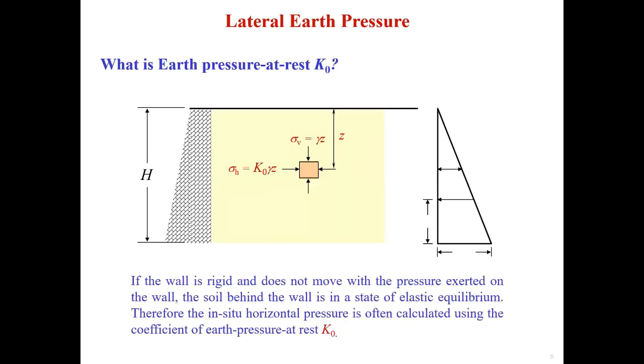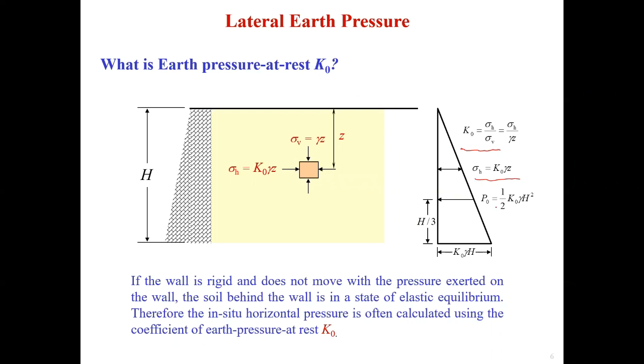So if the wall does not move, then the soil is in an undisturbed state and it is in equilibrium. The in-situ horizontal pressure can be calculated using the at-rest earth pressure coefficient, K0. For a soil element at any depth, we know the vertical pressure is gamma z. We also know by definition K0 equals sigma h divided by sigma v. So sigma h can be expressed as K0 times gamma z.